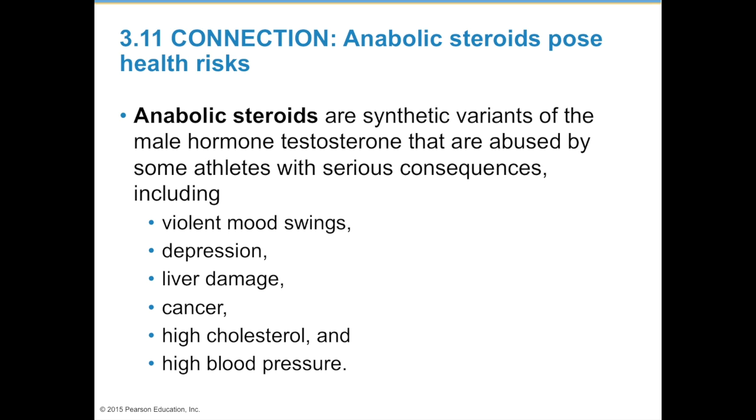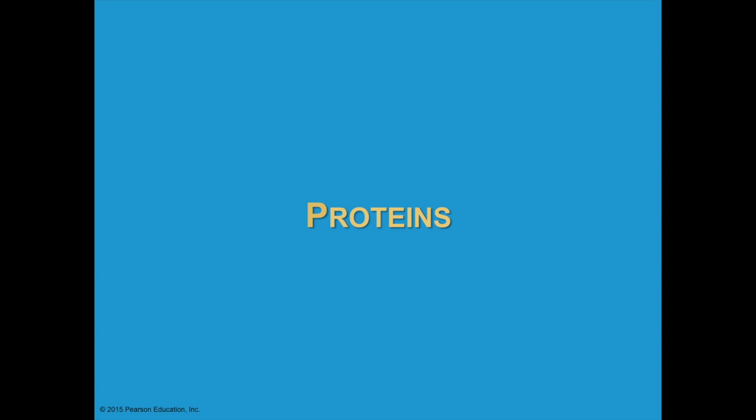If you're not producing testosterone like you're supposed to, then you're not going to produce semen, and so your sperm count is going to be low. It could cause you to become sterile. So with anabolic steroids, liver damage is a big thing, cancers, all these other things, mood swings. All right, proteins.